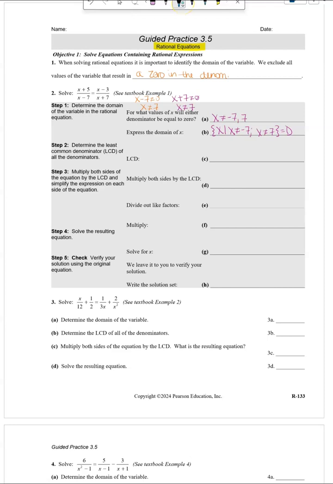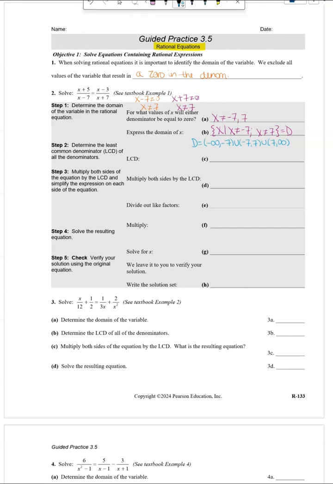So if you want interval notation, then that's going to be domain equals negative infinity to negative 7, then we're going to have a union, negative 7 to positive 7. We'll have another union, and then positive 7 to infinity. Okay? So there's either answer for that.